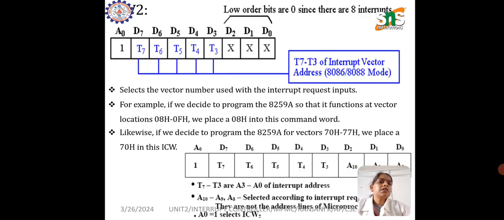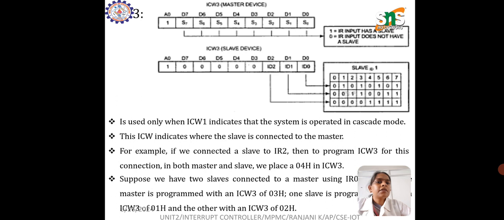Here, this selects the vector number used for an interrupt request input. For example, if we desire to program an 8259 so that it functions at a vector location of 0820H, the next word is used only when ICW1 indicates the system is operated in cascade mode. For example, if we need a slave on IR2, then we need to program ICW3 for this connection in both master and slave. Suppose we have two slaves connected to the master, then we have to program the master.